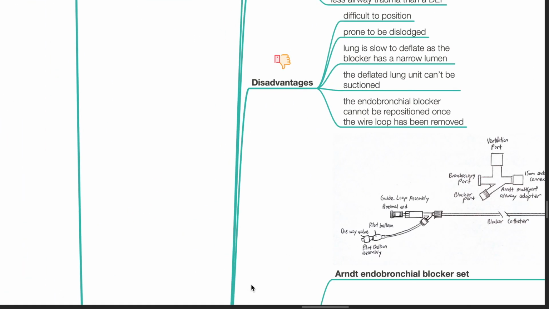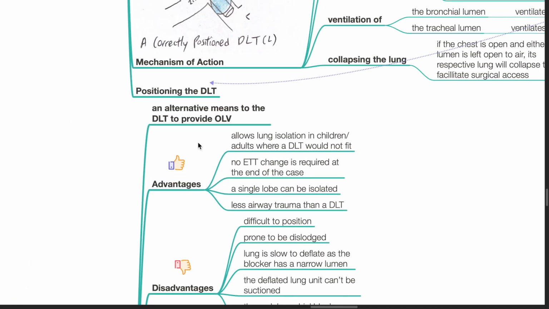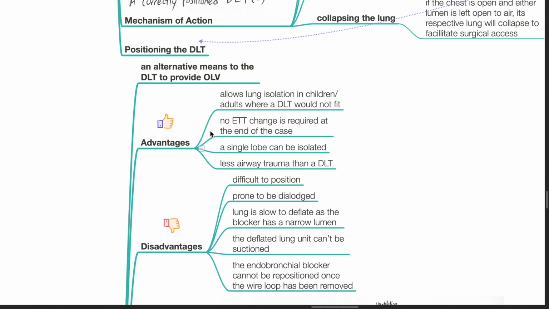The second option is a bronchial blocker. It is an alternative means to the DLT to provide OLV. Advantages: it allows lung isolation in children or adults where a DLT would not fit. No ETT change is required at the end of the case. A single lobe can be isolated. Less airway trauma than a DLT.